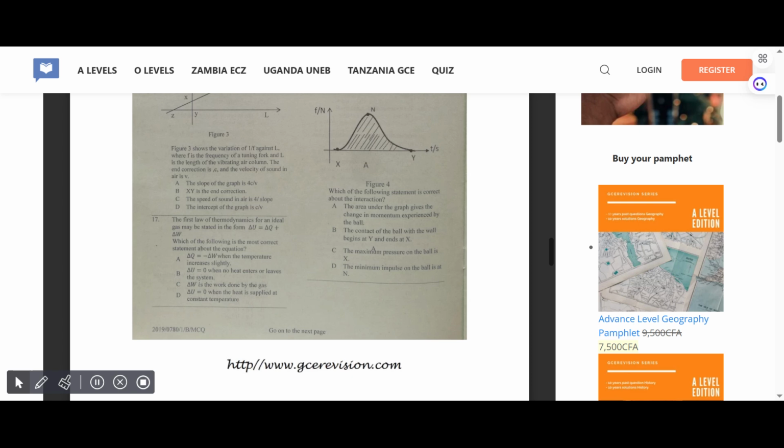Question 17. The first law of thermodynamics for an ideal gas may be stated in the form of an equation. Which of the following is the most correct statement about the equation? The correct answer for 17 is D.